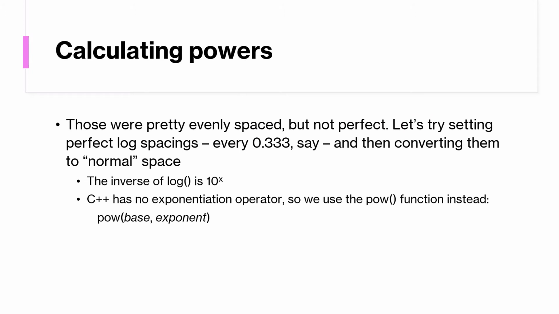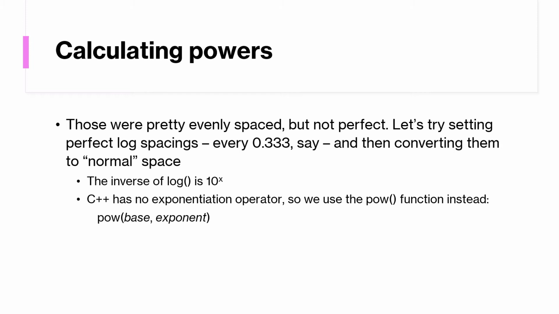Okay, let's try instead setting perfect log spacings every 0.333, say. Every third, split the range into thirds. And then let's try converting them back to normal space and see what the markings on our log scale should be. Now, that means we're going to do the inverse operation of log. We're going to start with things in log space and transform them back to normal space. And the inverse of log is 10 to the x.